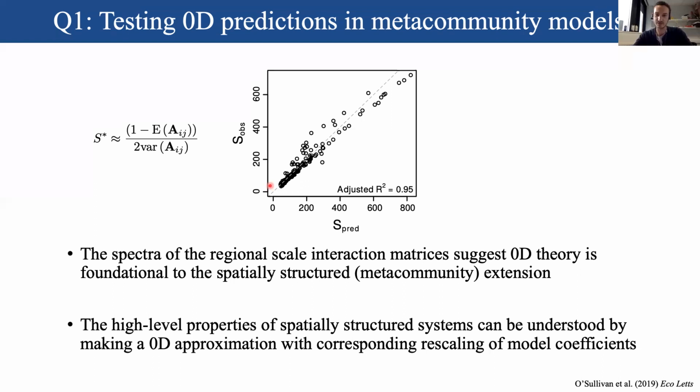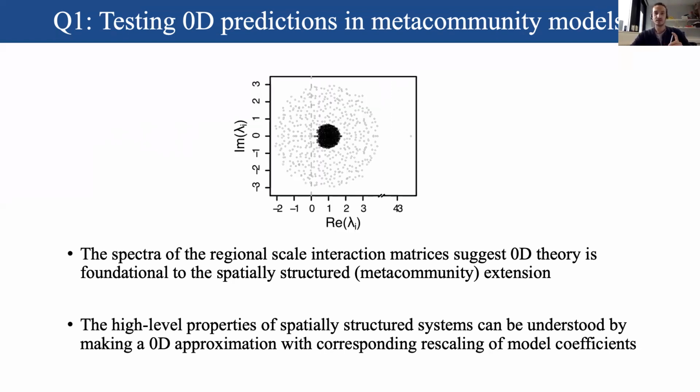Okay, so on the first question then, do the predictions derived from the analysis of the zero-dimensional case help us to understand the emergent properties of the spatial case? This does indeed appear to be true, assuming you take the appropriately scaled interaction matrix. So in this figure now, I'm showing the spectrum of the local interaction matrix A in gray and the regional interaction matrix C in black.